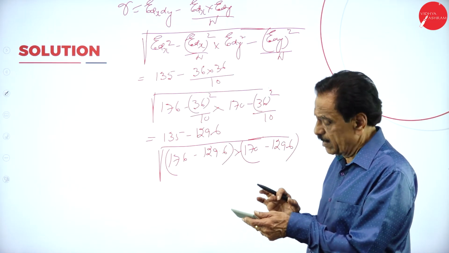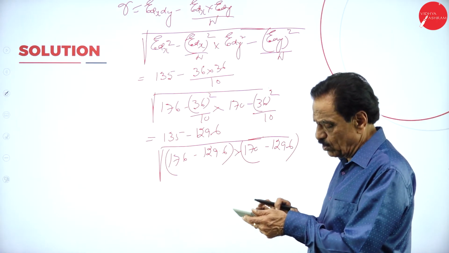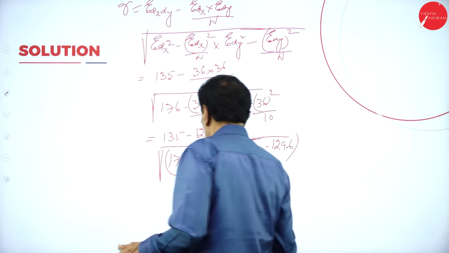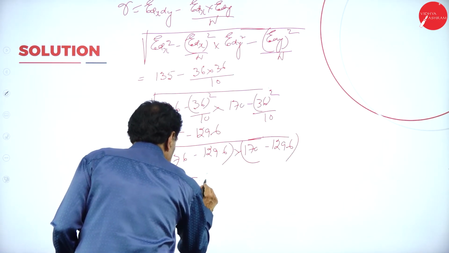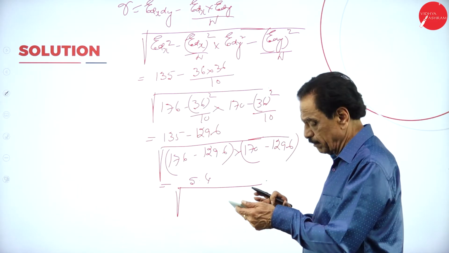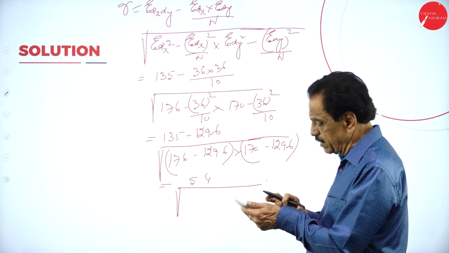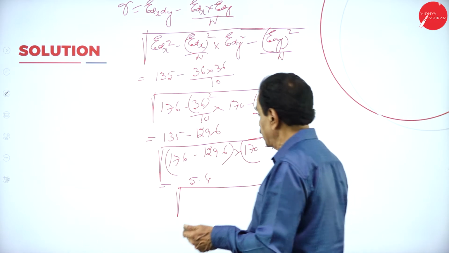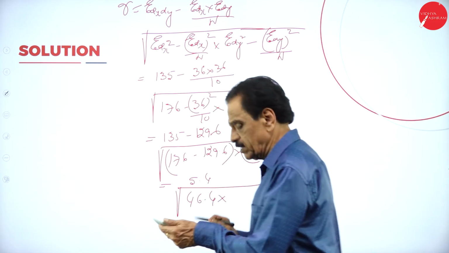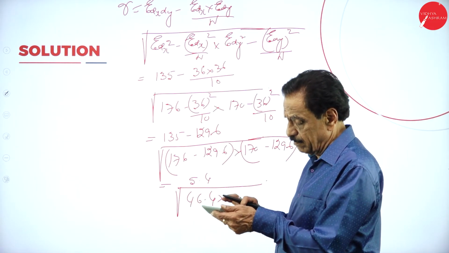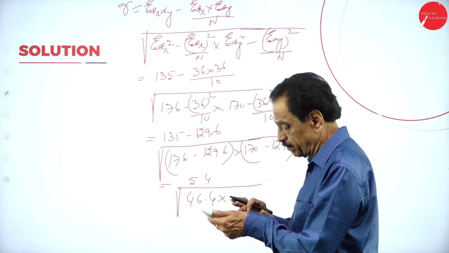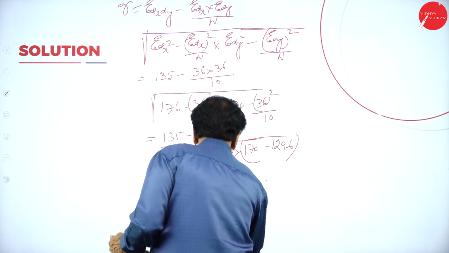135 minus 129.6 is 5.4, divided by root of 176 minus 129.6, which is 46.4, into 170 minus 129.6, which is 40.4.